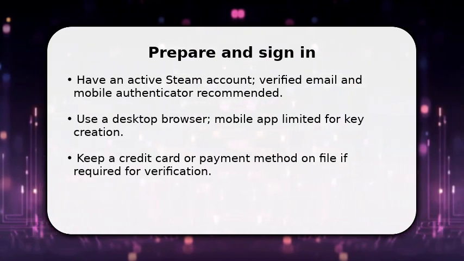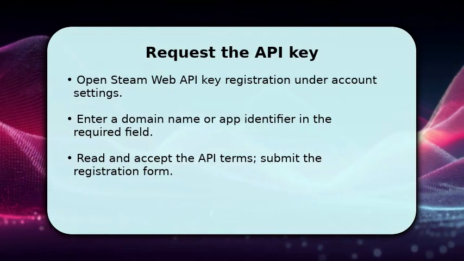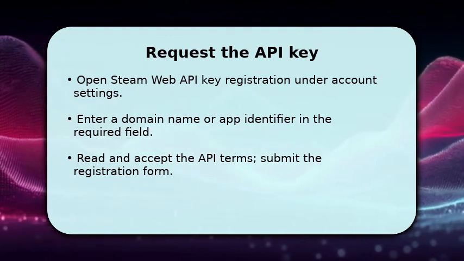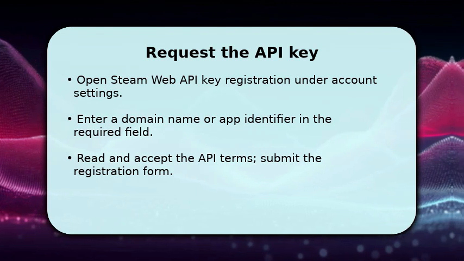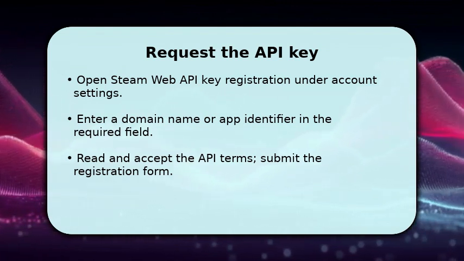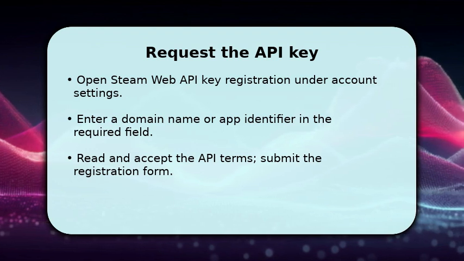Now you fill out the Web API key form, enter the domain or a clear identifier for your project, and provide any required contact info. Make sure the domain uses a valid format. Steam uses this to tie the key to your app or site.